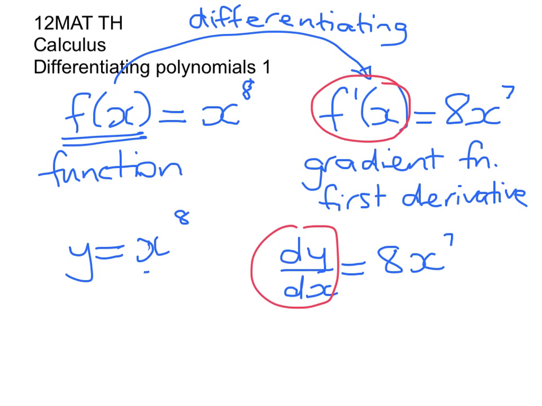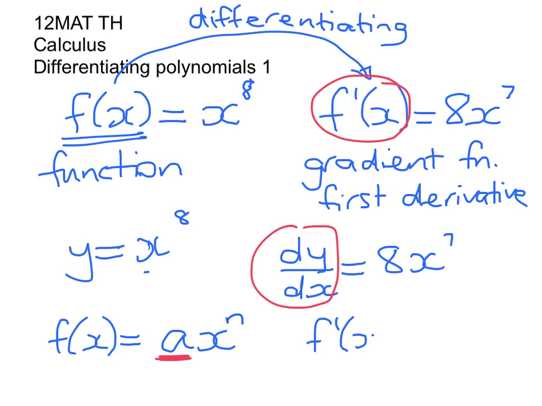So my general rule for polynomials is that if my function is in this form, a times x to the power of n, where a is some number, then my first derivative comes from bringing down the power, timesing it by the a, and then reducing the power by 1. So on the next slide we're going to try a bunch of different ones to get the idea.